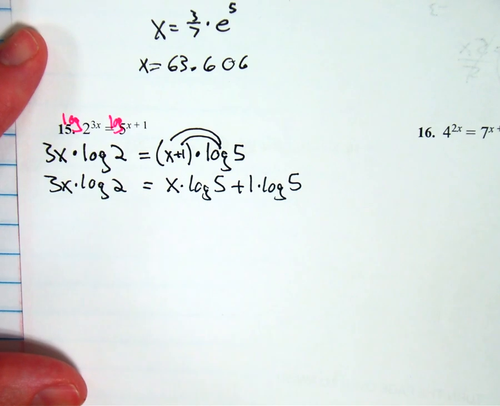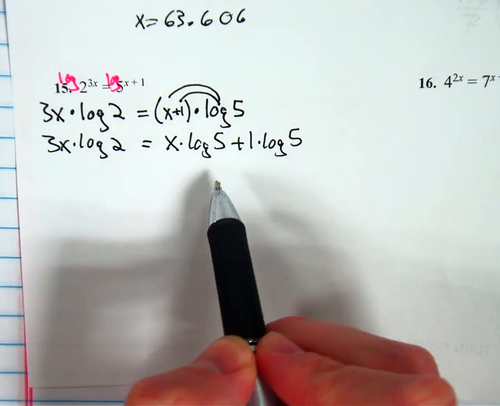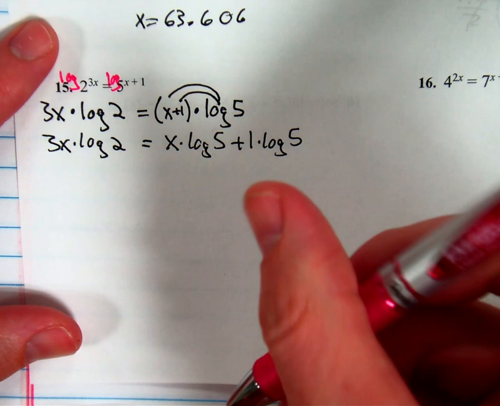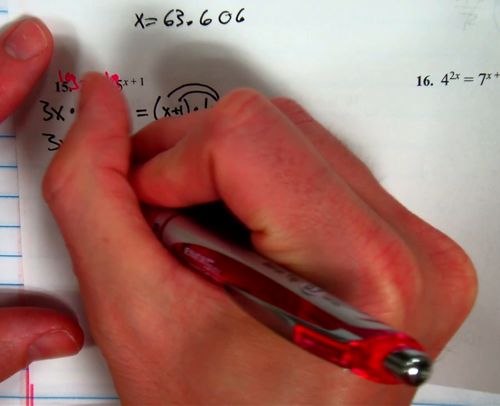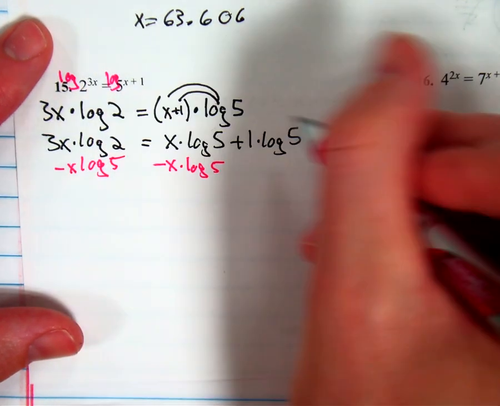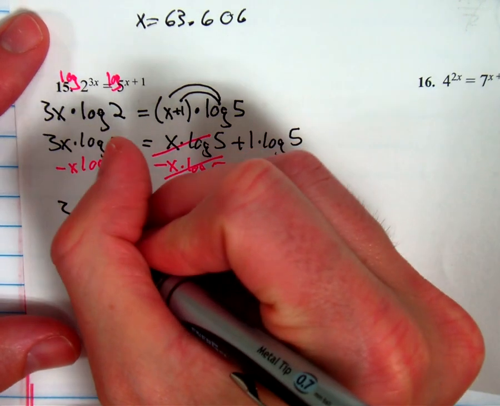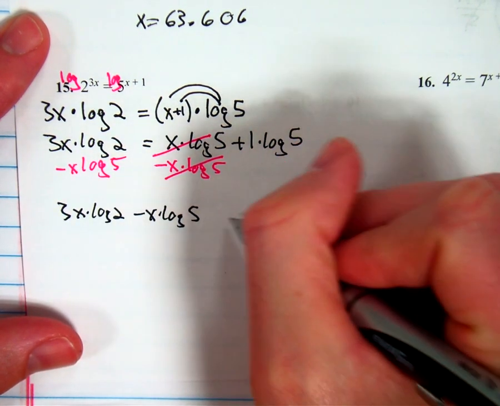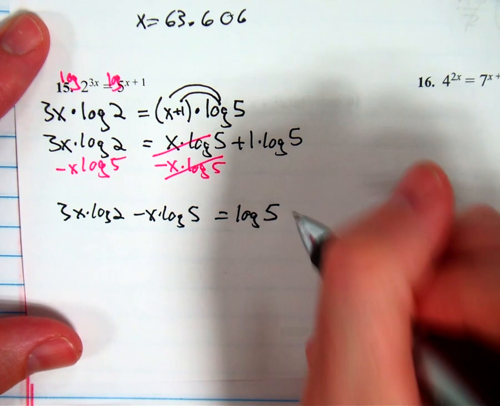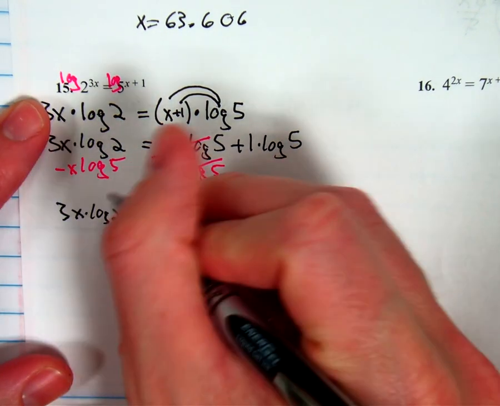Alright, x times log of 5 plus 1 times log of 5. Okay, that one has an x, that one has an x. Let's get them both on the same side. Not necessarily combine, but get your x's on the same side at least, because these are not the same log, log 2 and log 5, so you cannot combine those. Alright, we got x's on the same side. Everything on the left-hand side has an x, so we can factor an x out in front. Take that x out in front.